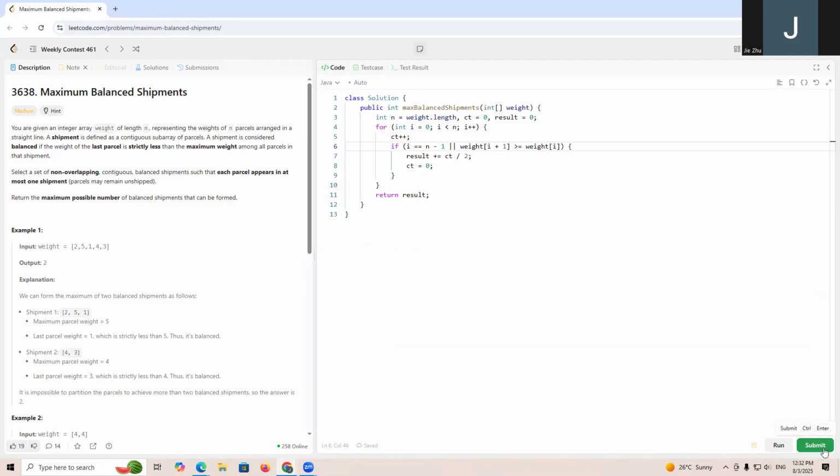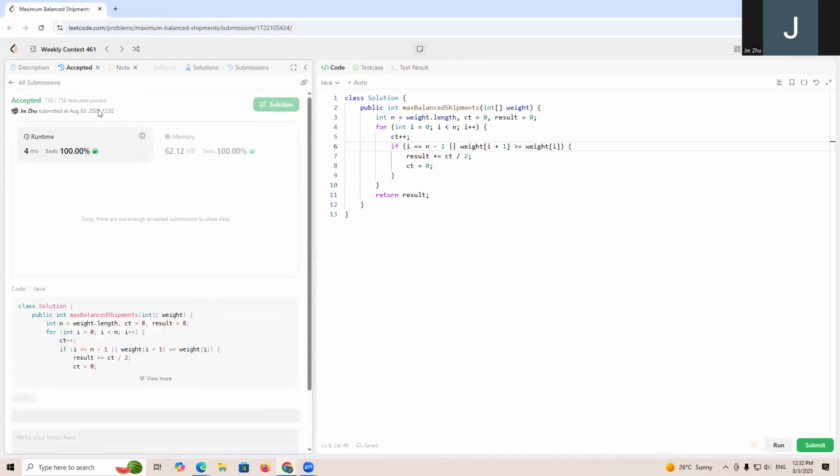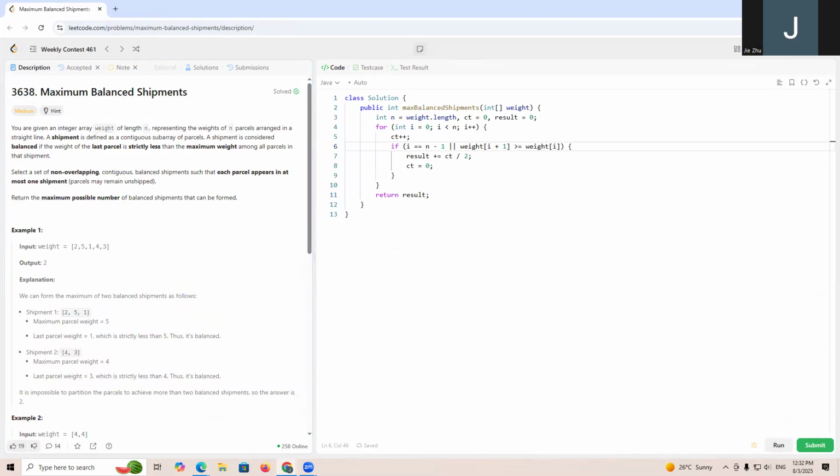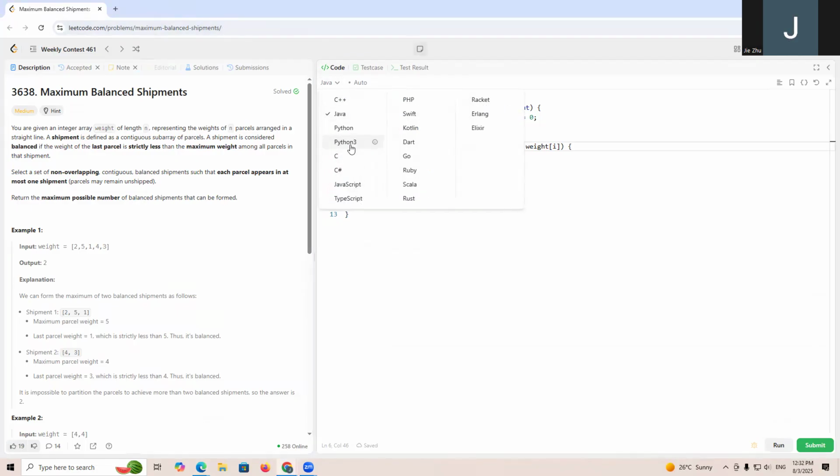It will be O(n) time complexity with constant space complexity. And the Python code is very similar.